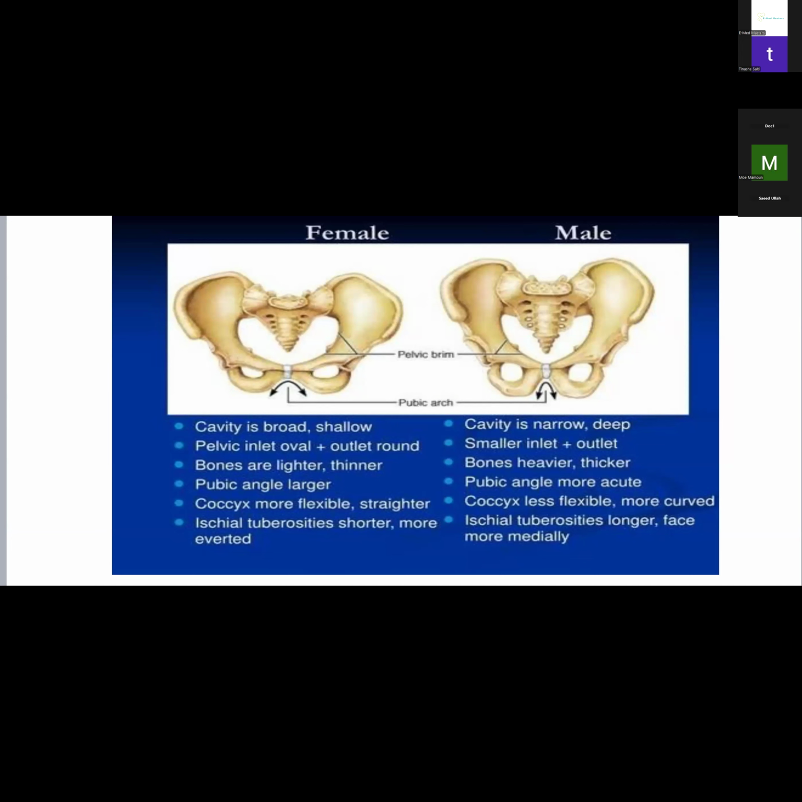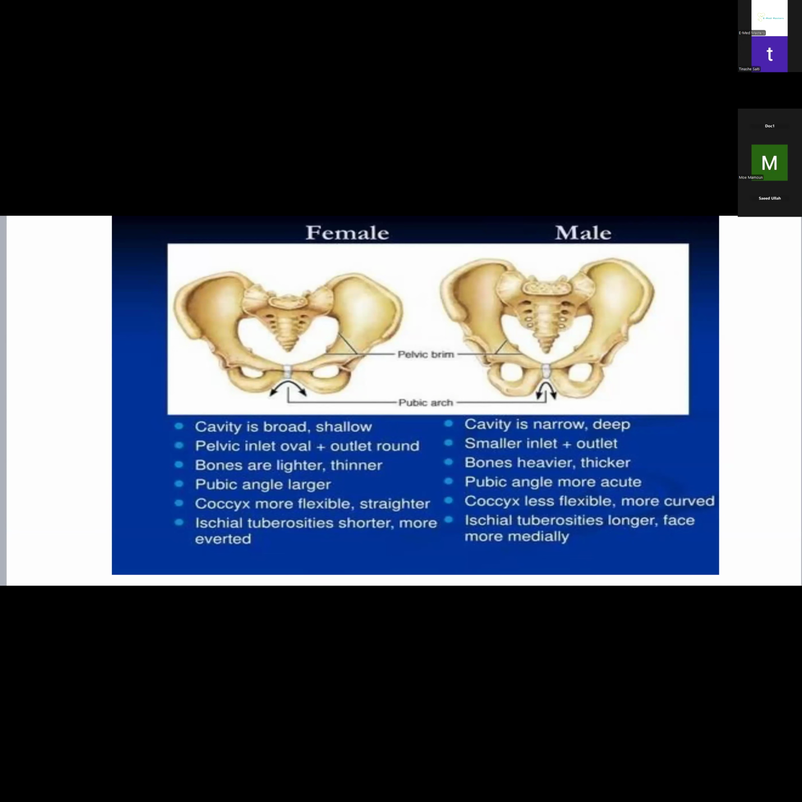In females, the pelvic inlet is oval in shape, and in males it is heart shaped. In females, the pelvic outlet is round and broad, and in males, the pelvic outlet is narrow. In females, bones are lighter and thinner, and in males, bones are heavy and thicker.